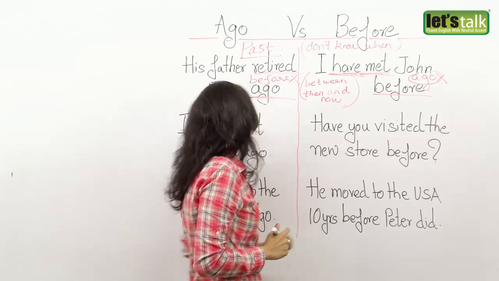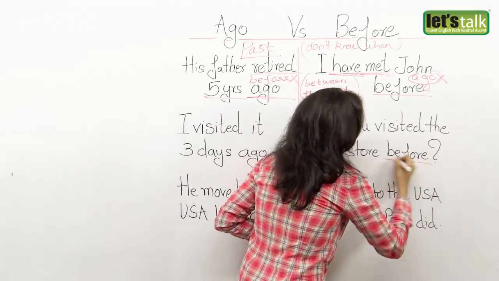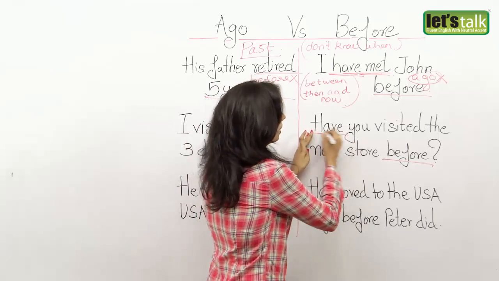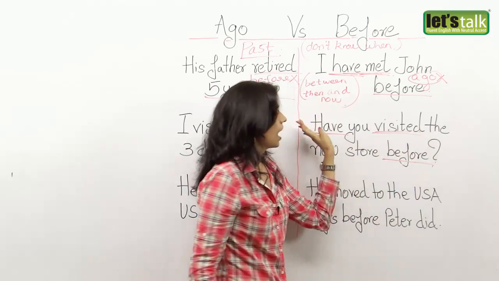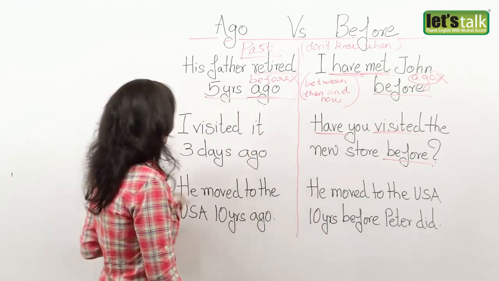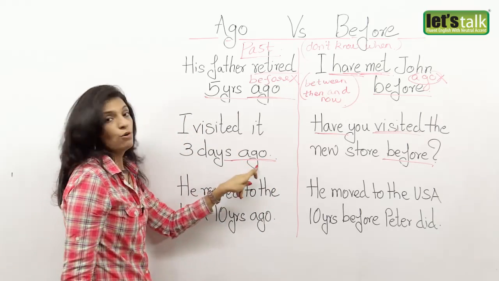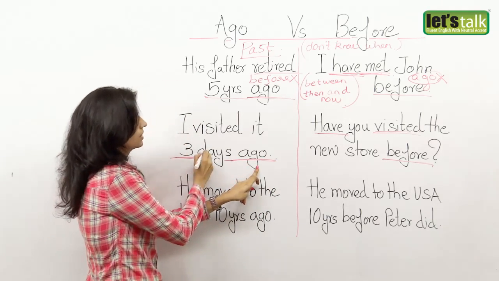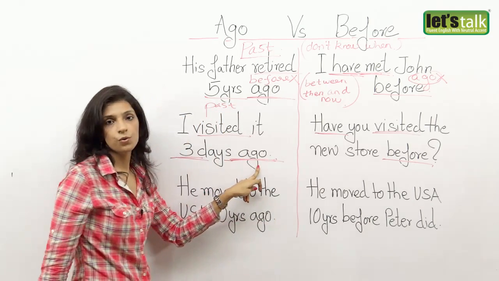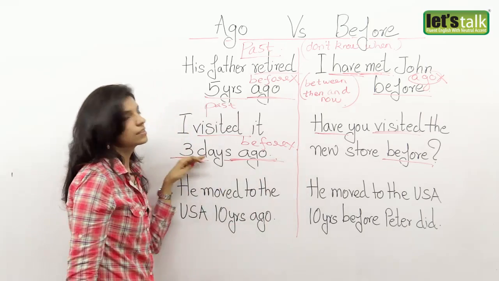Alright, let's take a look at the next example. Okay, let's see before. Have you visited the new store before? Before when? I'm not specifying. So have you visited? Again, I'm using the present perfect tense. Have you visited the new store before? So I reply and say, yes, I visited it 3 days ago. Now I'm specifying a particular time in the past. Visited is the past, so I use ago. Please do not use before. So I visited it 3 days ago.